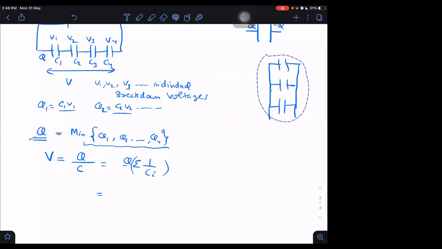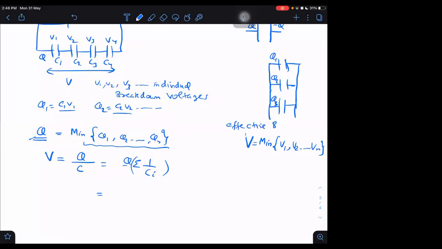A similar analysis I have to do for parallel. In parallel, what is the same? Voltage is the same, right? But what can be different? Charge. Let us say they are giving breakdown charges in parallel. Then I have to first find out the breakdown voltage. If they are already giving the breakdown voltage, then the effective breakdown voltage will be the minimum of individual breakdown voltages V1, V2, and Vn.